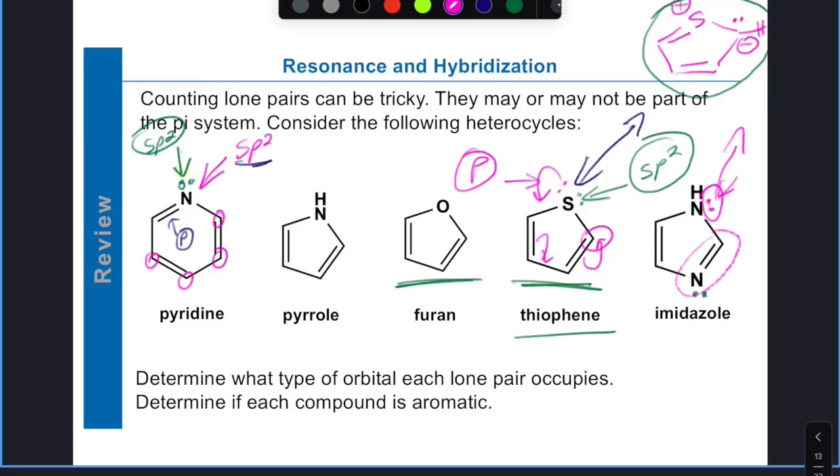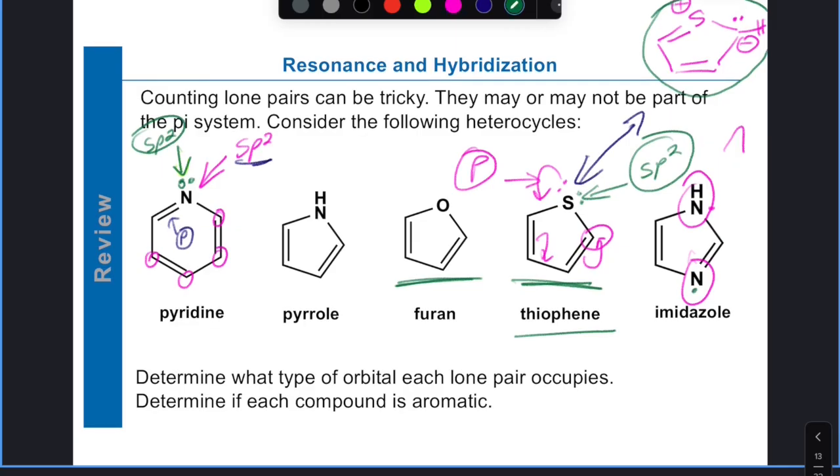Yes, both of these nitrogens are sp2 hybridized. The green lone pair down here, because of the bonding, is in the sp2 orbital, not in the p orbital. The pink lone pair up here at the top is in the p orbital, not sp2. Look at the bond content.